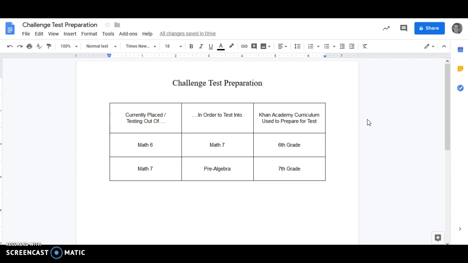The test will be paper and pencil, and the curriculum should very much follow what Khan Academy lays out in their scope and sequence. So if your child is currently placed in Math 6 and would like to demonstrate proficiency in the Math 6 curriculum in order to be placed into Math 7, when we get to the Khan Academy screen, they would choose to study the 6th grade material. If your child is currently placed in Math 7 and wishes to demonstrate proficiency in the 7th grade material, in order to be placed in pre-algebra, they would use the 7th grade Khan Academy curriculum.